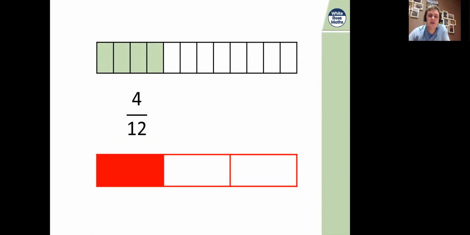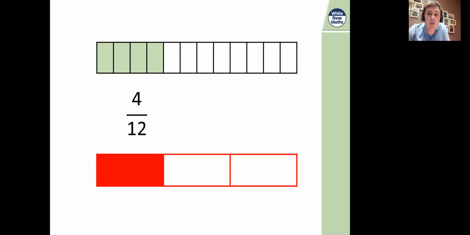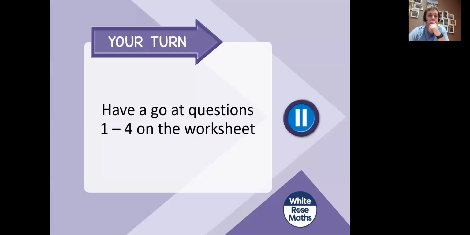We can see there that 4 twelfths is equivalent to 1/3. Which is greater, 4 twelfths or 1/3? Well, we can see here from this diagram that they're exactly the same. They may have different numerators and different denominators, but they're exactly the same.